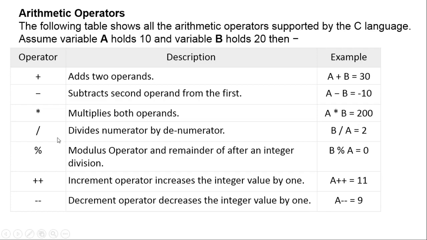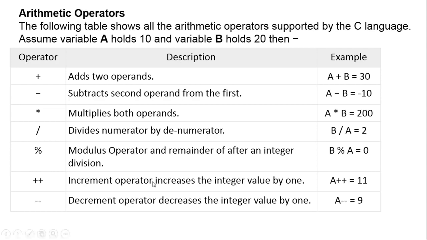Then the division operator, which divides a numerator by a denominator. Here for example, B divided by A, the value of B is 20 and the value of A is 10. So 20 divided by 10 is equal to 2. Then the next operator is modulus. The modulus operator is used to find the remainder after an integer division. If we perform B modulus A, meaning 20 modulus 10, the division is 2 but the remainder is 0.